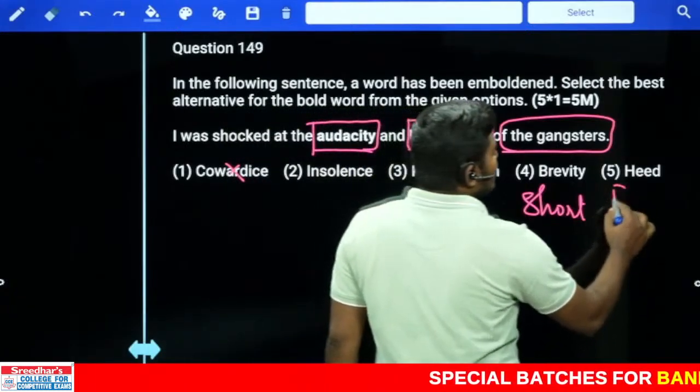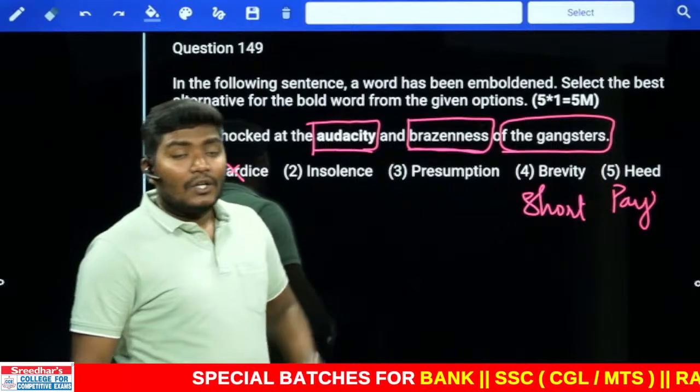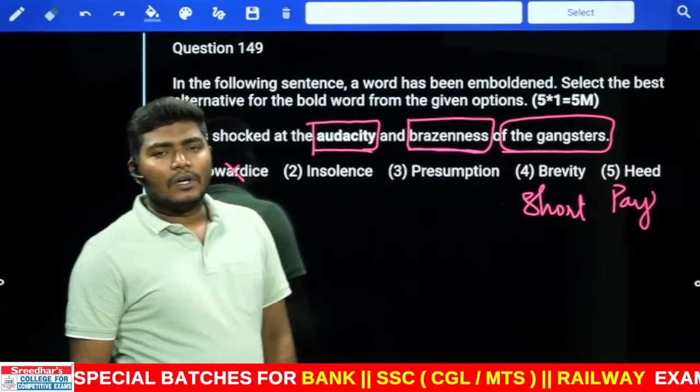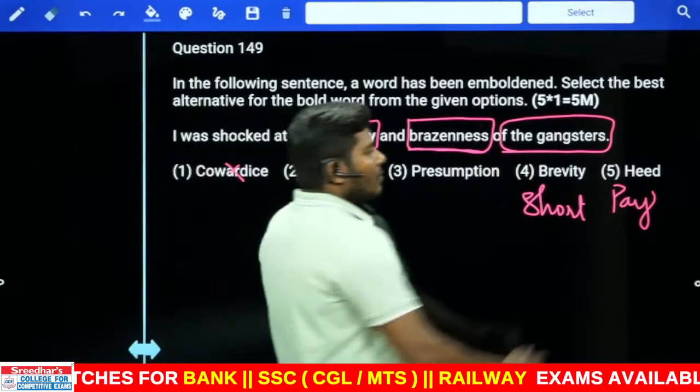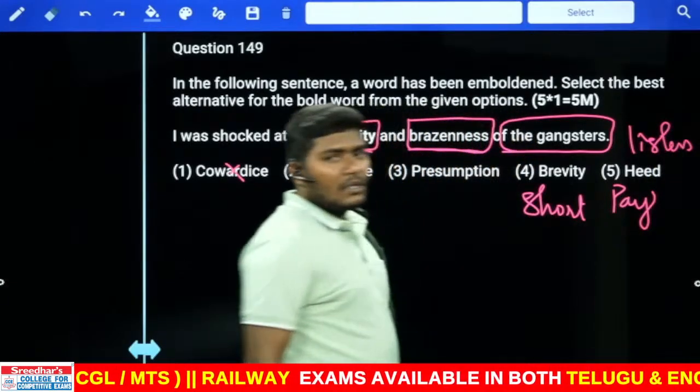What is the next word? Heed. Heed is to pay attention. To pay attention is called to heed. To listen to others is also called heed.